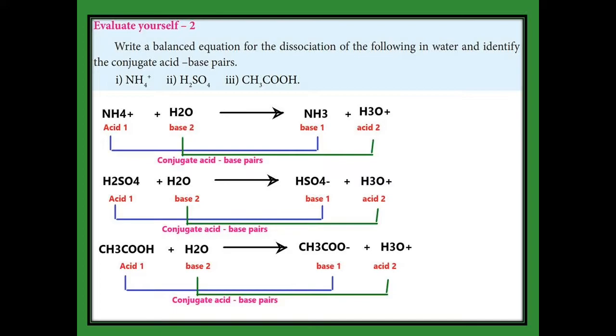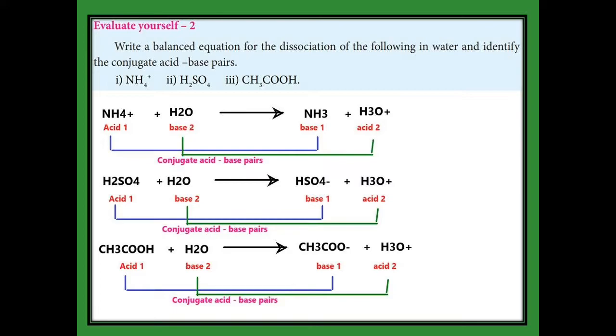And then, on the product side, the H3O plus gives the proton to ammonia, so this one is acid 2. Acid 2 means base 2 is the reactant H2O. So another conjugate pair is water and hydronium ion. Mostly, in other examples too, water and hydronium ion are the conjugate acid-base pair.